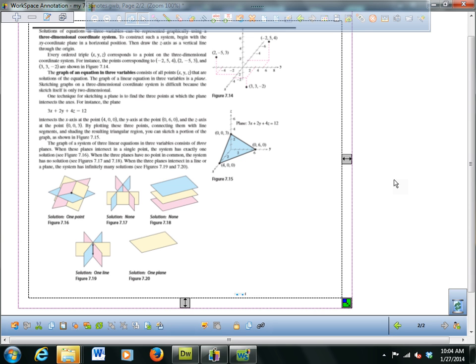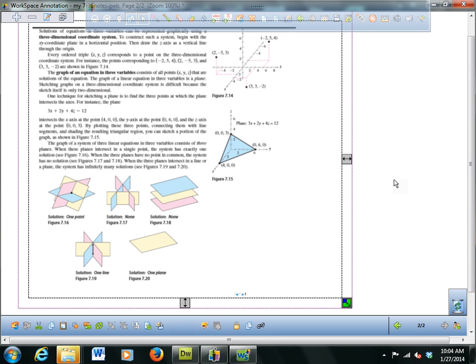Now the other thing, if you're interested in how to graph one of these equations, like they have up here 3x plus 2y plus 4z equals 12. The way that they do that is they set two of the variables equal to zero. So the xy plane looks like this: x going this way, y going this way, and the z axis going that way, and negative y would be this way, and negative x would be this way, and negative z would be down.